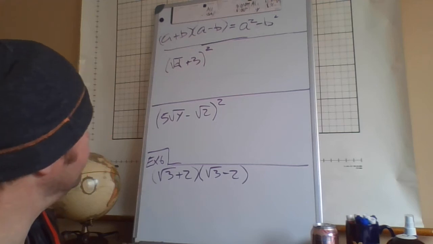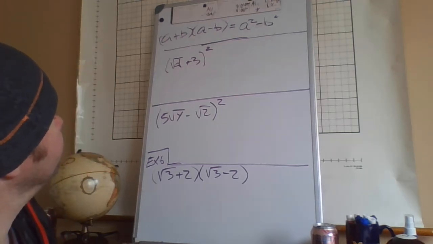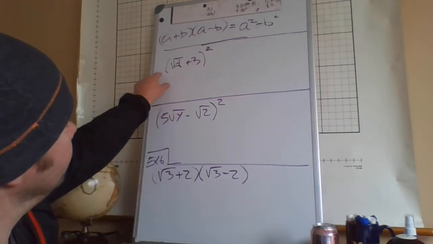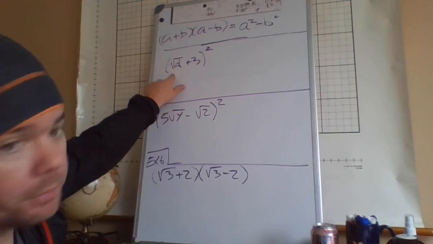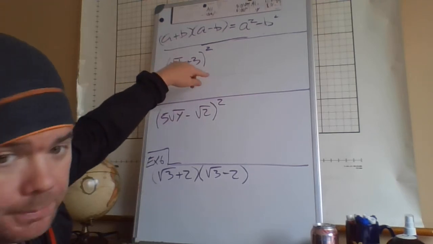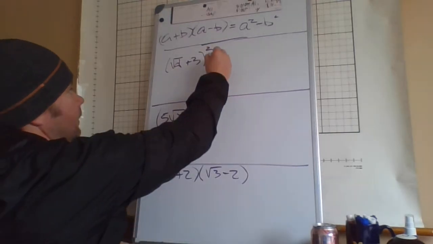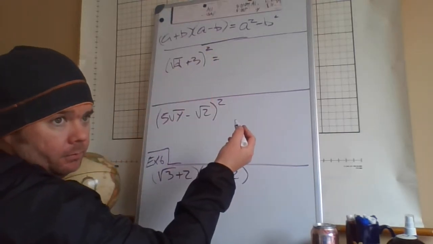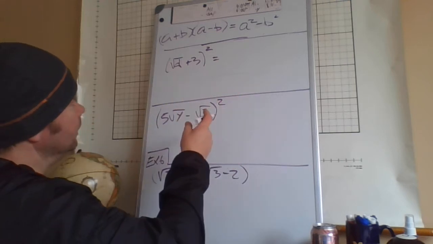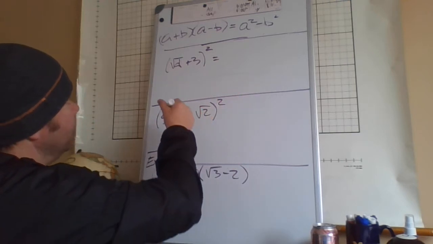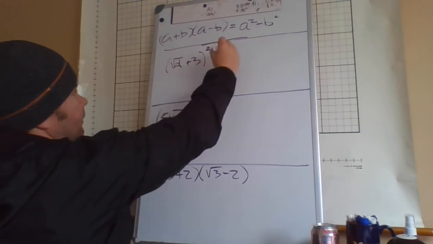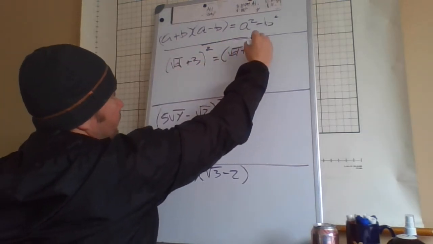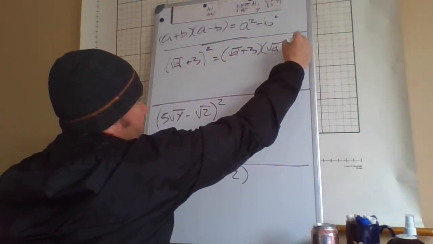Now, some examples with this. Example 5: the square root of d plus 3, in parentheses, to the second power. I'm not going to box method this one. I'm just going to talk it through. So actually, I'll write this out: square root of d plus 3 times the square root of d plus 3.